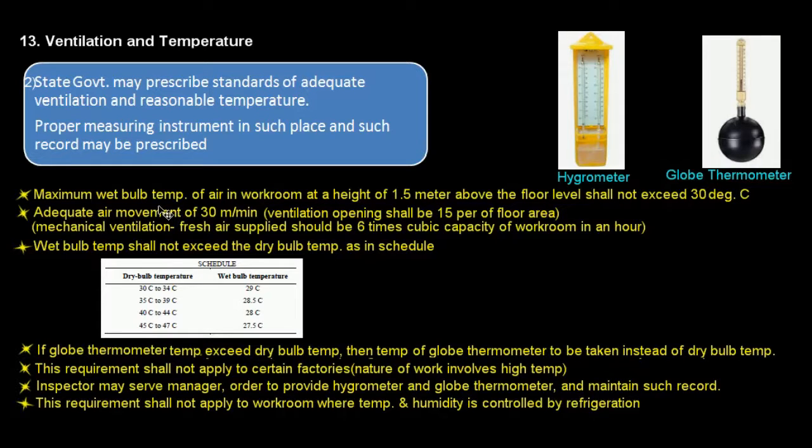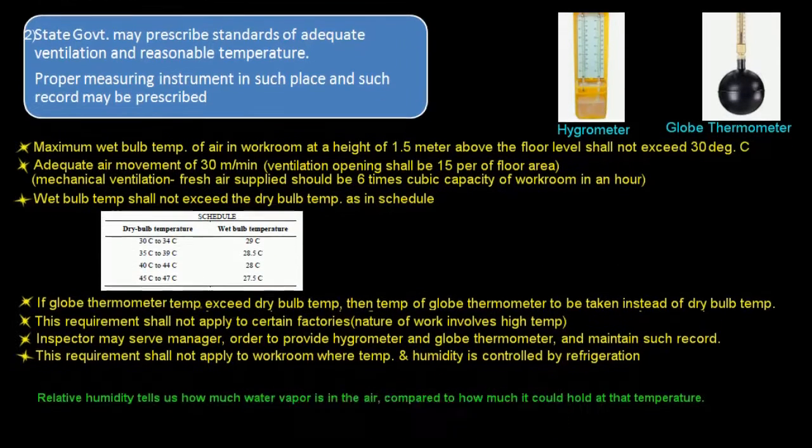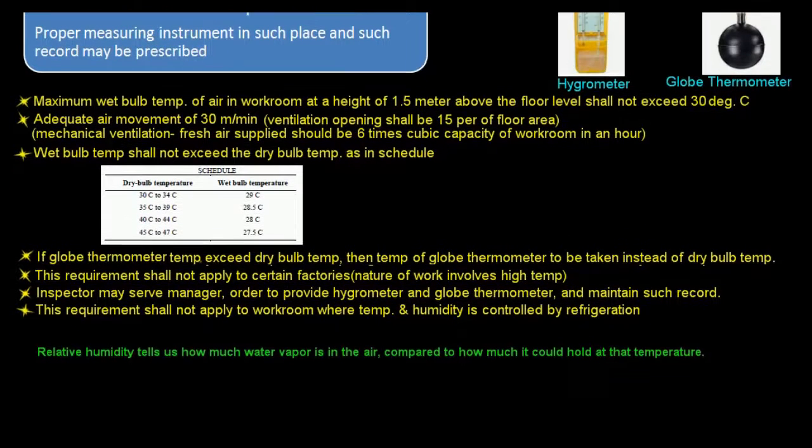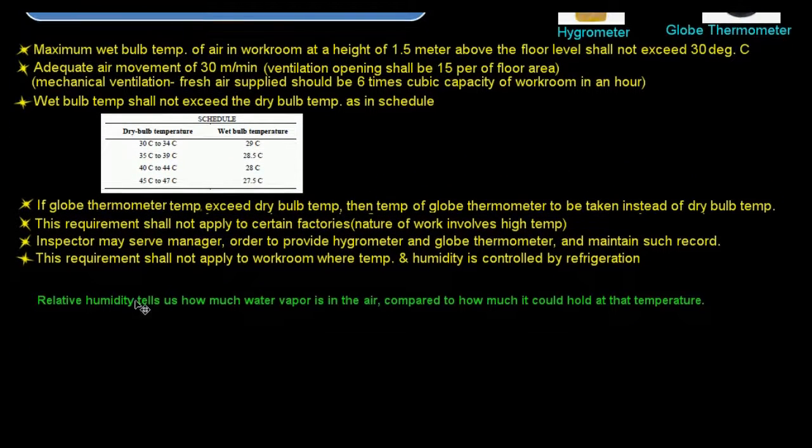To know what is wearable temperature, first we need to know what is a hygrometer. The hygrometer is this instrument I have shown over here. This instrument is used to measure relative humidity. Now why is this relative humidity required? What's its use? I'll explain what relative humidity is first. Relative humidity tells us how much water vapor is in the air compared to how much it could hold at that temperature. To put this in simpler words, relative humidity is affecting the work.